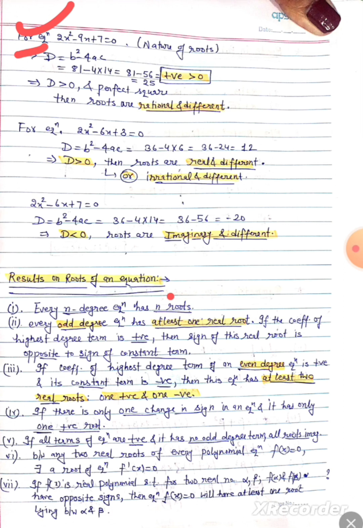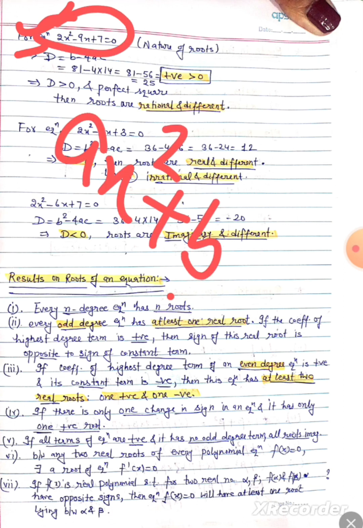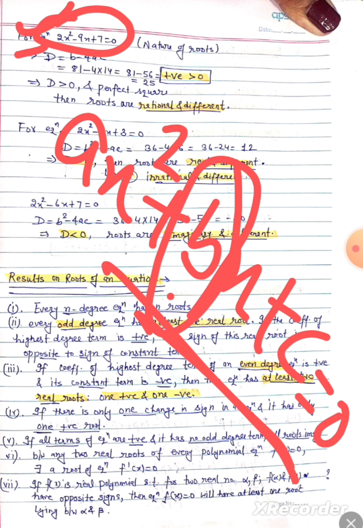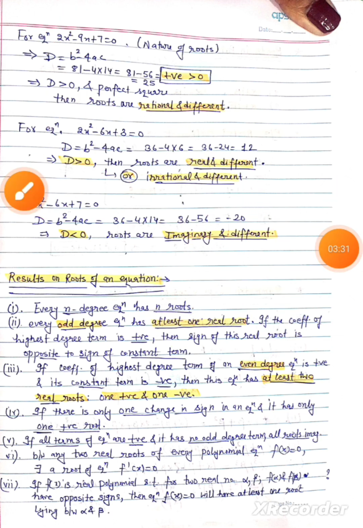Now you put the values from this equation by comparing it with ax square plus bx plus c equal to 0, the general quadratic equation. Here b means the coefficient of x. In 4ac, a is the coefficient of x square and c is the constant term. Now you will compare these terms and put the values in the discriminant. You will find that the discriminant is 25 here, which is greater than 0.